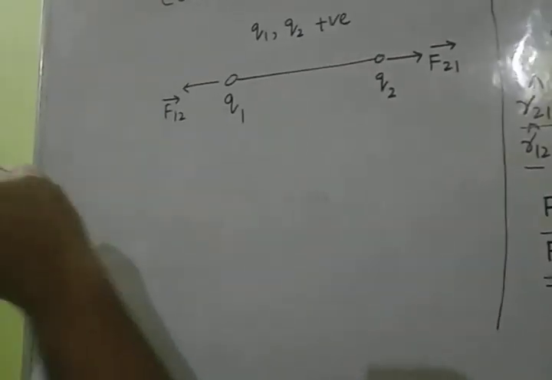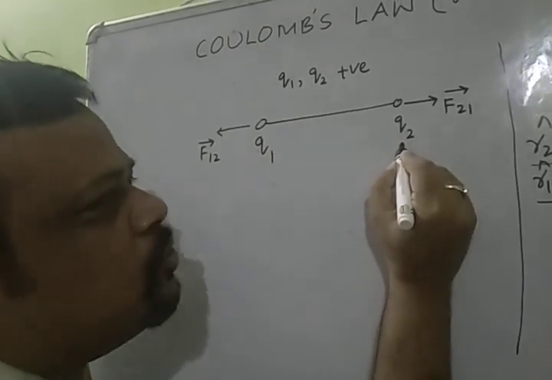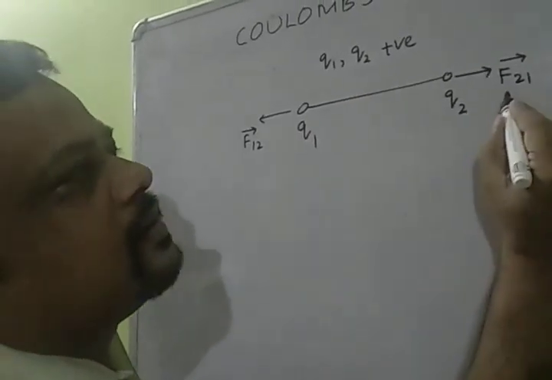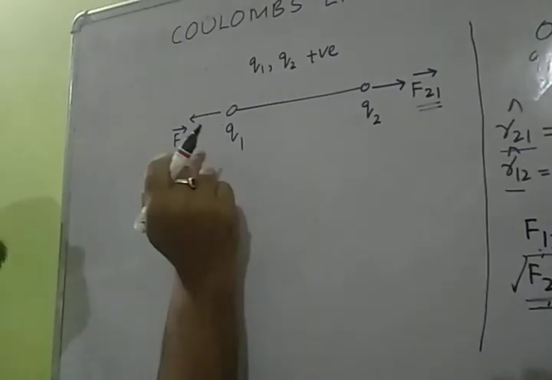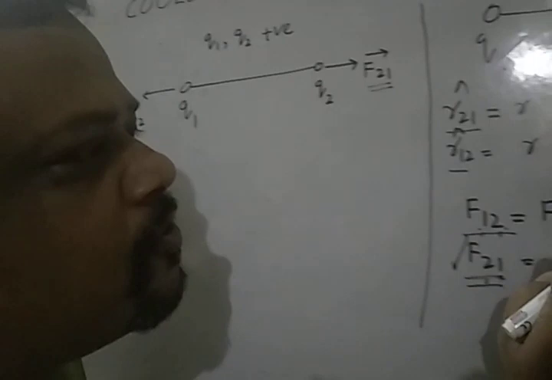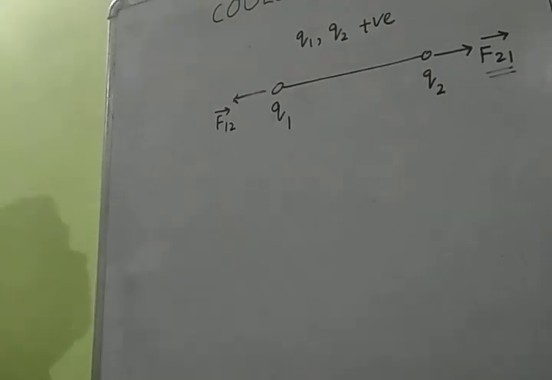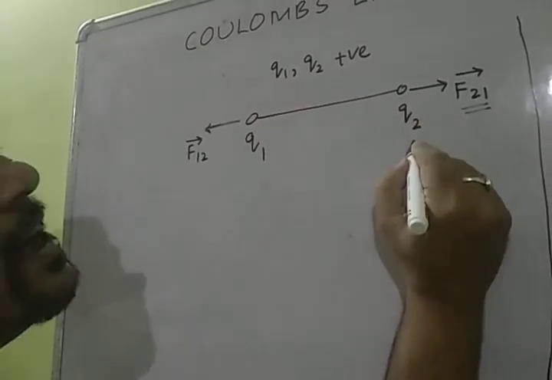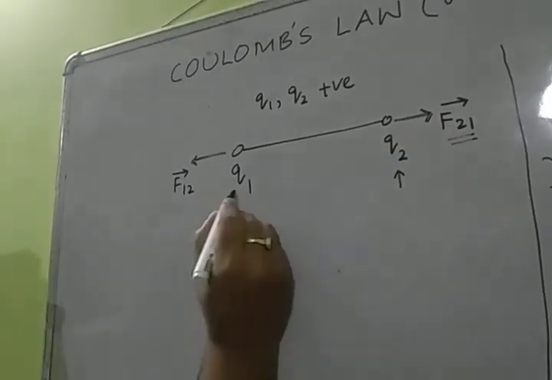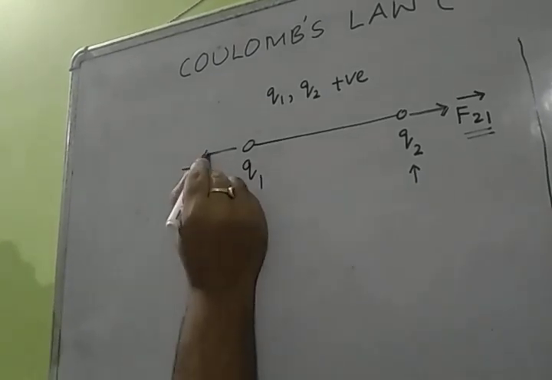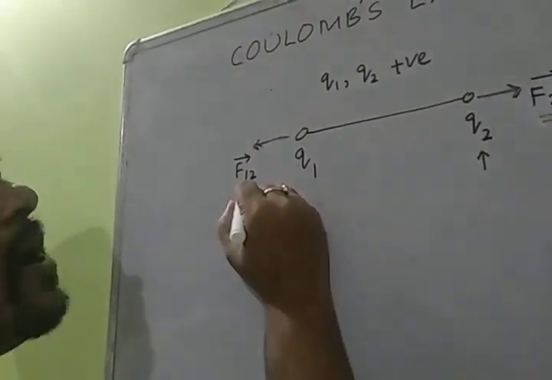See, Q1 and Q2 are charges. So what will be the force on Q2 by Q1? That is F21. Force on 2 by 1. What is the force on Q1 by Q2? Force on 1 by 2. So this is F12. Since both are positive, the force experienced by 2 due to 1 is repulsive along this direction because both are positive. Similarly, Q1 is repelled by Q2. Now you see, we have two forces, force 2-1 and force 1-2.